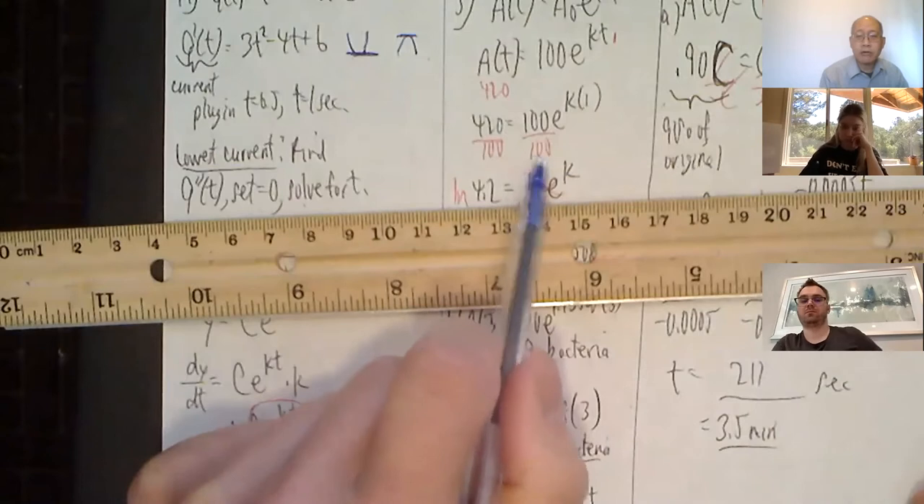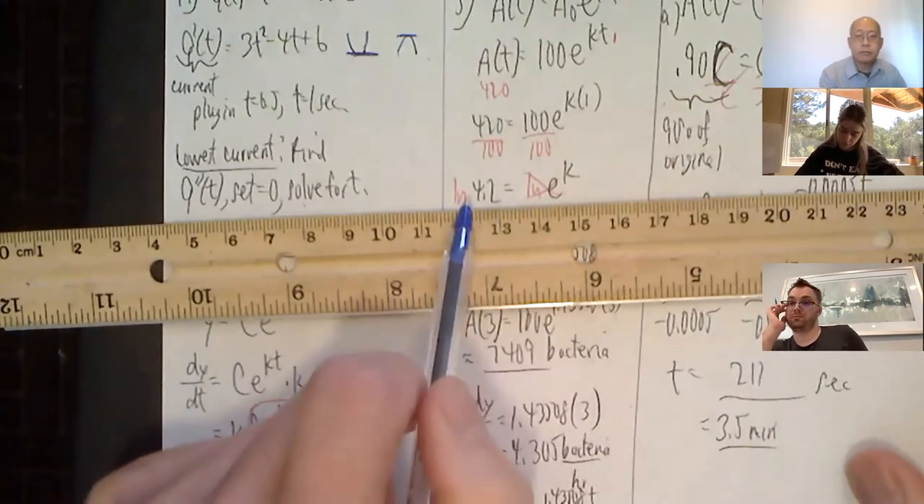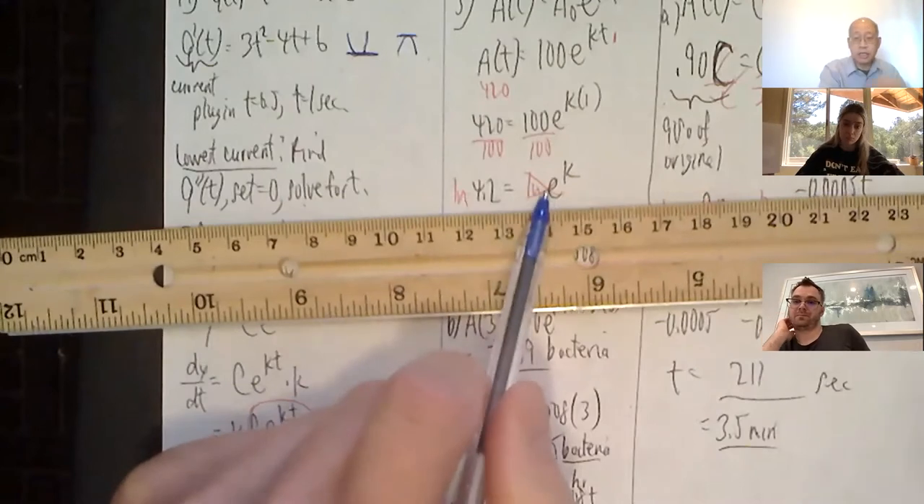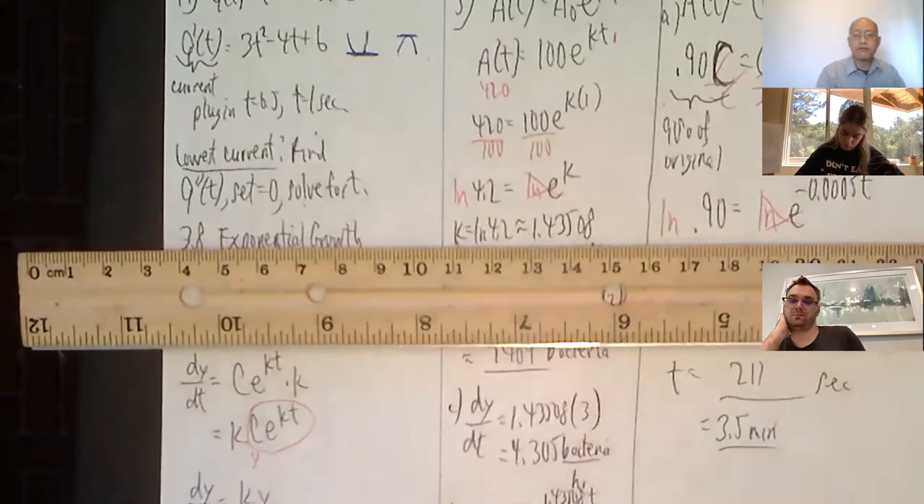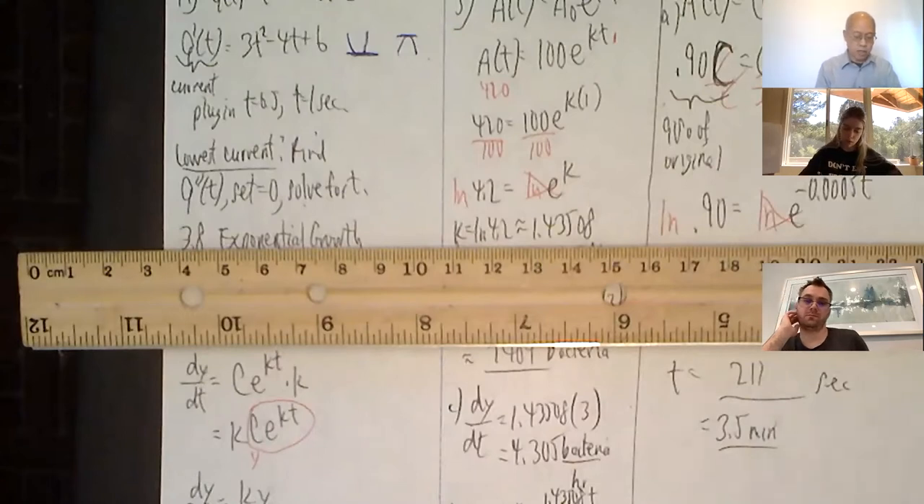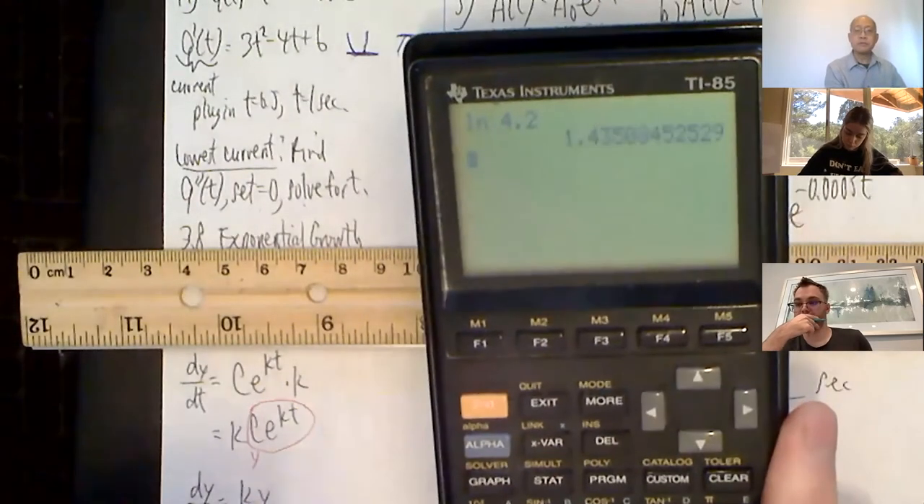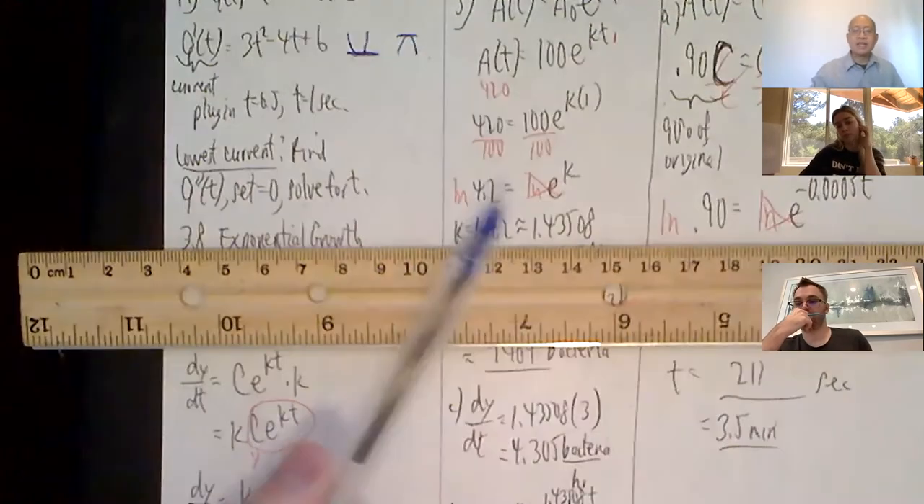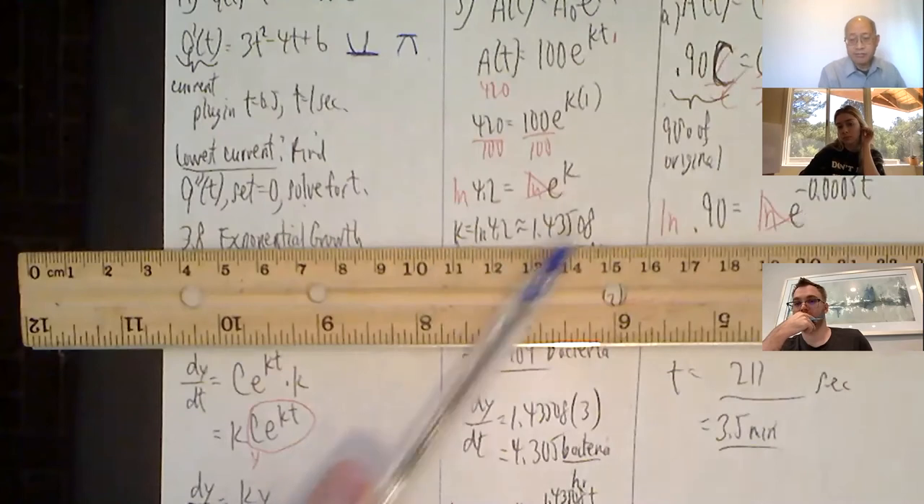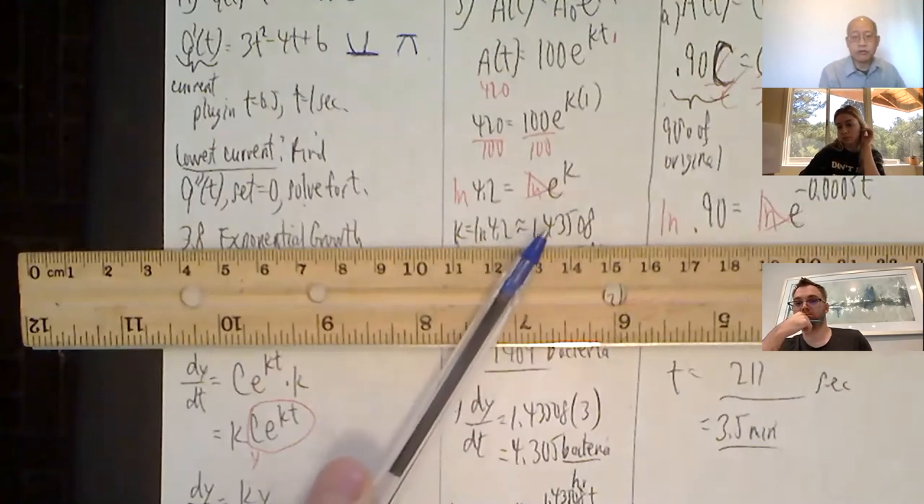Solve for K. How do I get rid of the e? Ln. So take the natural log of both sides. This cancels out. So K is the natural log of 4.2, which is about 1.43508. Now, that one, if you want the greatest accuracy, you keep every digit. And this one's short enough that I can actually show you the calculation. Ln 4.2. All right. 1.43508452529. Ideally, you keep every digit, but at least say 5 digits, 1.43508.